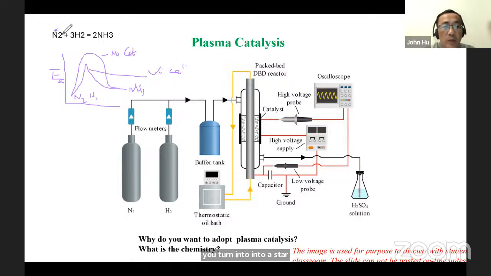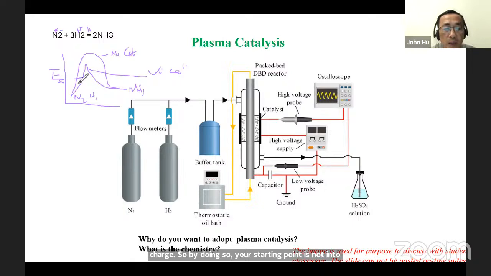It's activated. Basically, you kick out electron. And then you become either N2 star or N2 minus, and same with the hydrogen. So hydrogen becomes either positive or negative charge. Okay, they carry the charge. So by doing so, it's not your starting point. It's not N2, H2 anymore. Your starting point is here.